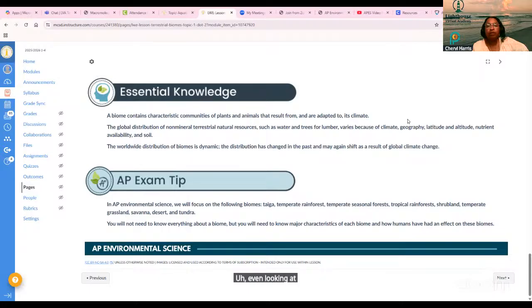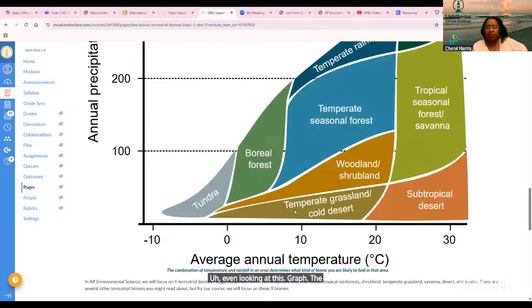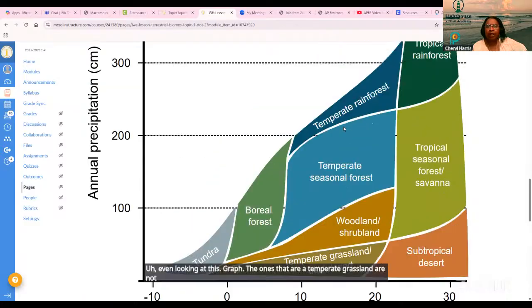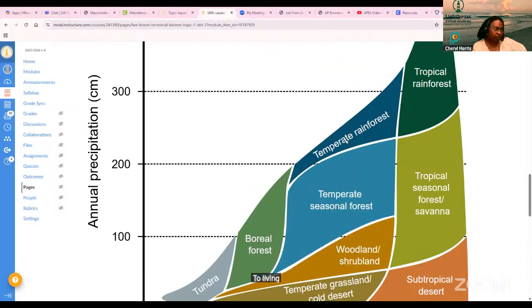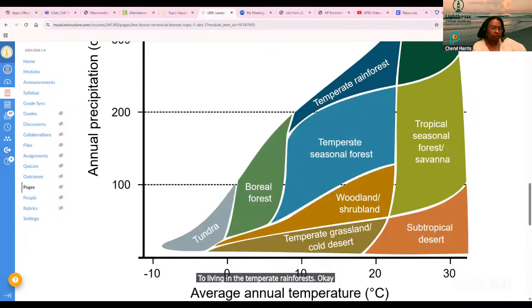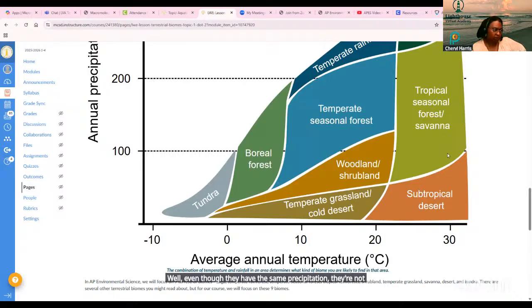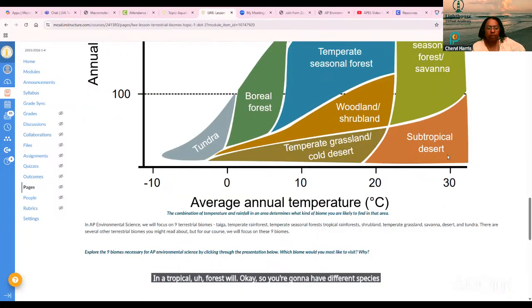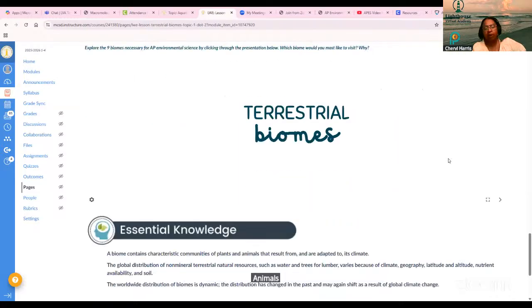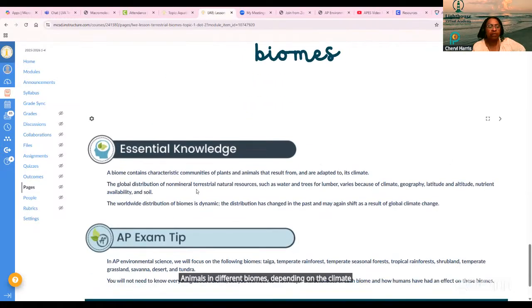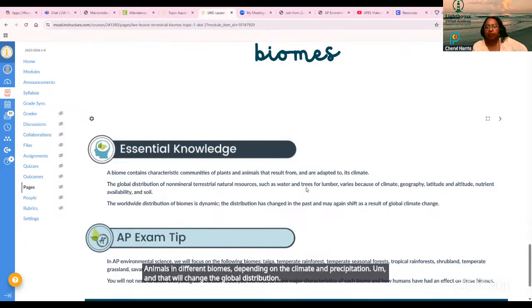Even looking at this graph, the ones in temperate grassland are not going to really be adapted to living in the temperate rainforest. Okay, so there's going to be different adaptations. Those in the boreal forest are not going to survive well, even though they have the same precipitation. They're not going to survive the same way those in a tropical forest will. So you're going to have different species of plants and animals in different biomes, depending on the climate and precipitation. And that will change the global distribution of everything.